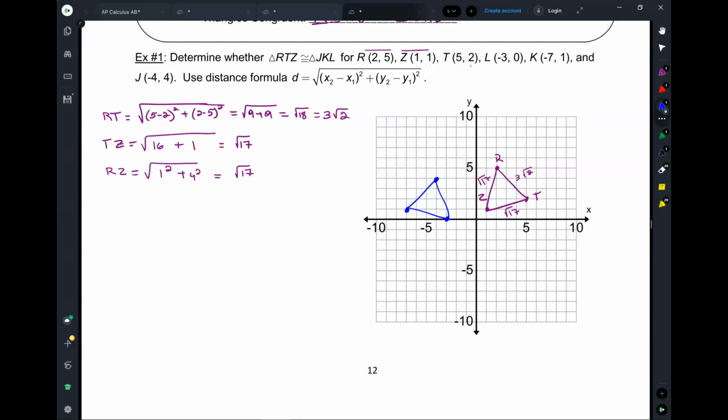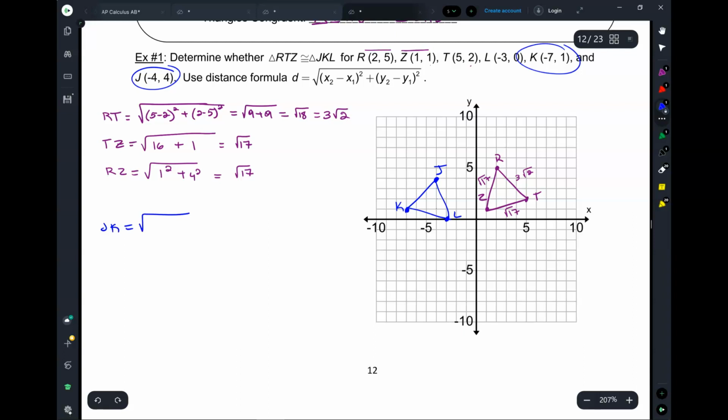So the other triangle, this is L, this is K and J. Where is the 1? All right, so let's do JK. That's J and K. All right, look at the x's. How far apart are they from negative 4 to negative 7? 3 units apart, square, you get 9. Look at the y's. How far apart are they? 3, so that's 9. Root 18 is 3 root 2. Okay, so that's JK.